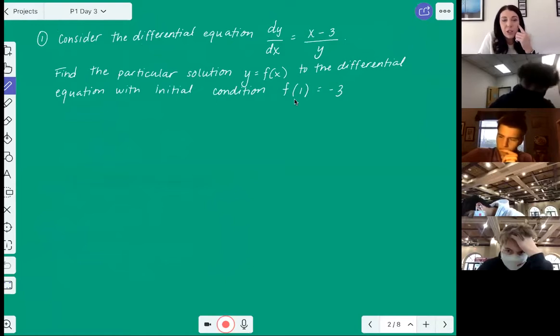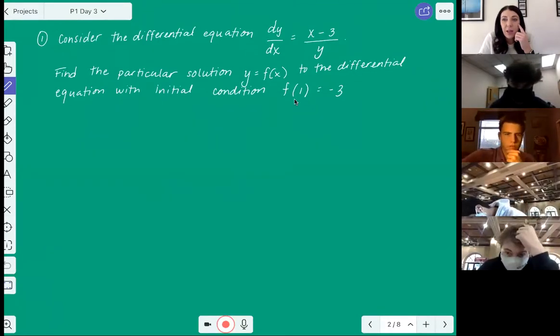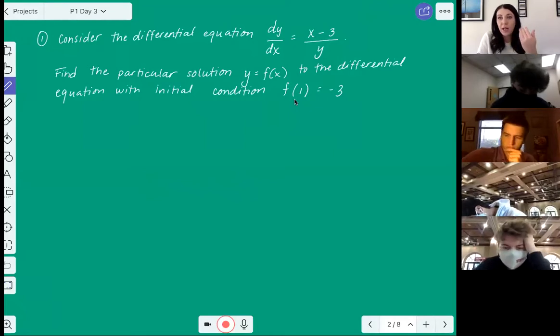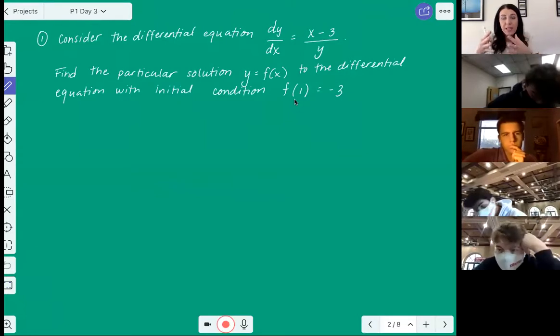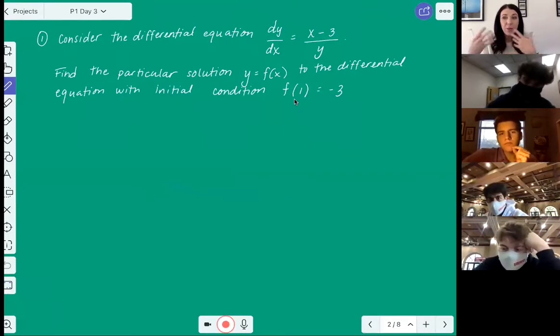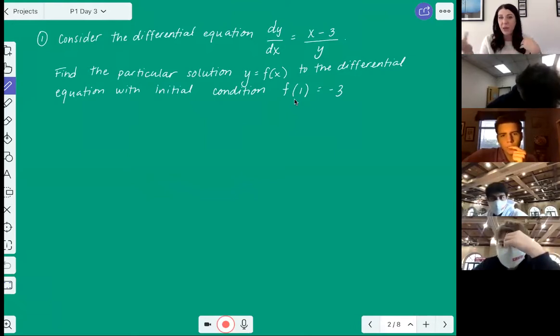It says, consider the differential equation dy over dx equals (x minus 3) over y. Find the particular solution y equals f of x to the differential equation with the initial condition f of 1 equals negative 3. Essentially we're trying to get back to the original equation, but we have mixed variables on the right side. Normally we would take an integral, but this is sort of like implicit differentiation where we had a mixture of variables. We can't take it with respect to x or y as written because I've got both variables on the same side.